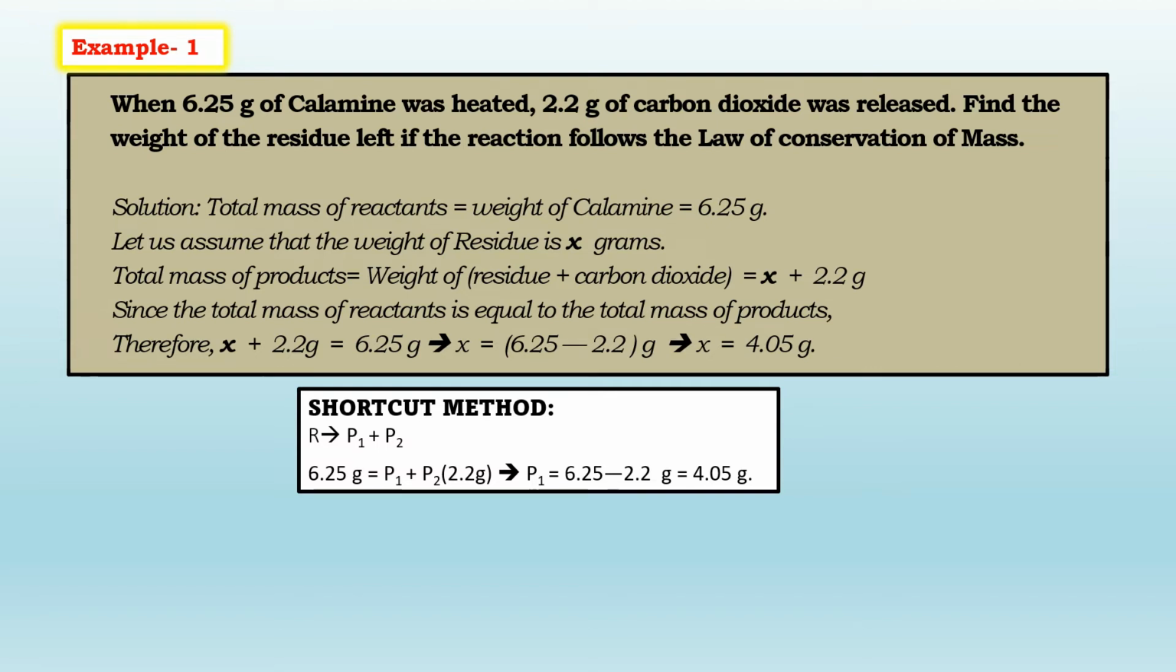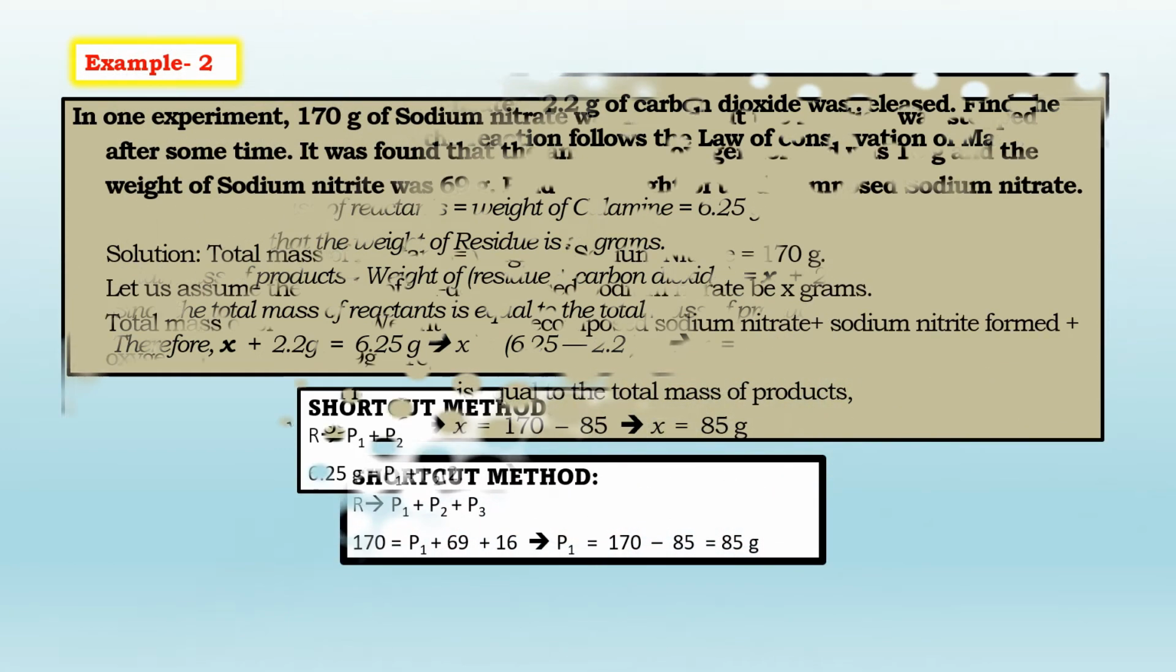Shortcut method: R = P1 + P2, that is 6.25 = P1 + 2.2 gram. Solving for P1, that is 6.25 - 2.2 = 4.05 gram.